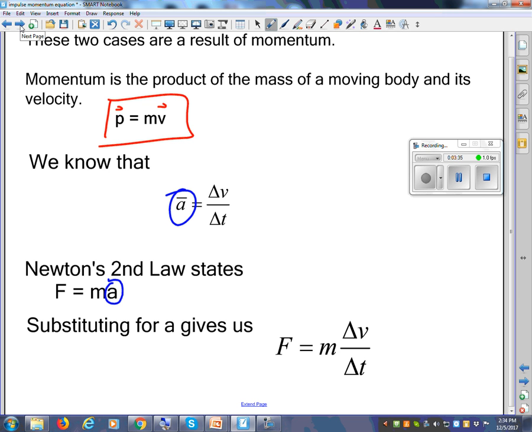Now, generally, we like to rearrange that. So we could write this as m delta v over delta t. Oh my goodness, let's just start that all over again. Okay, so m delta v over delta t.